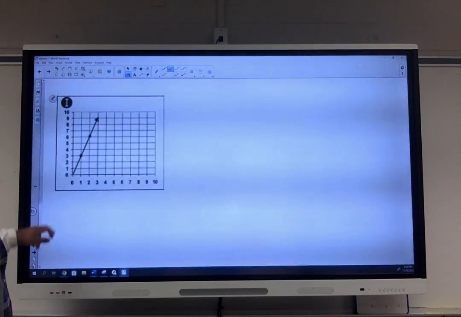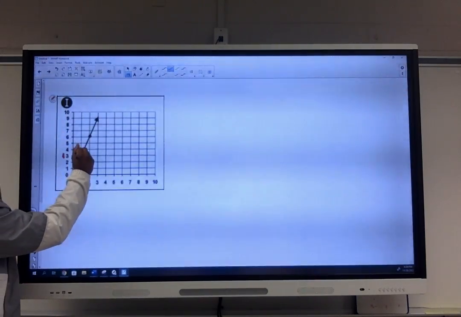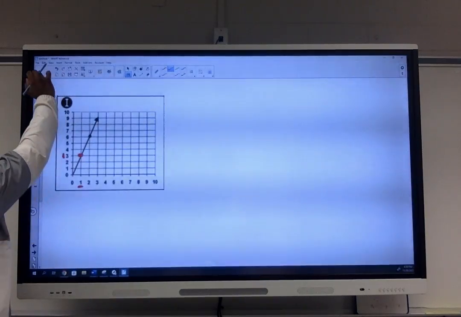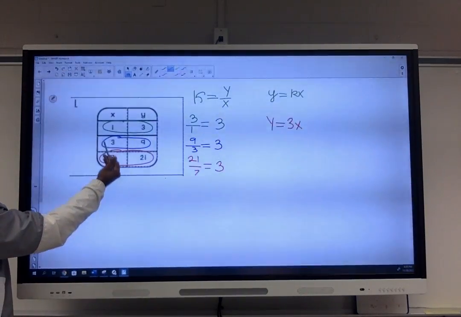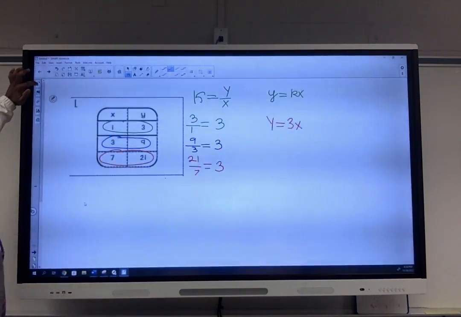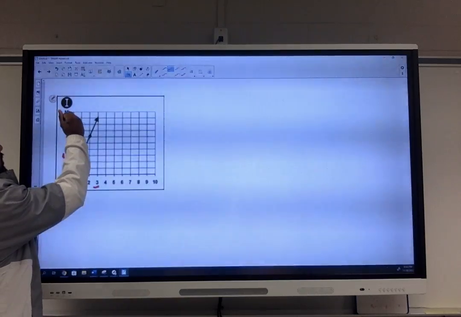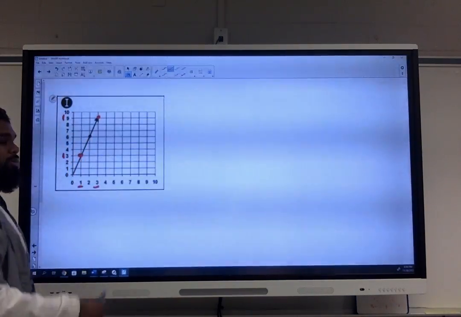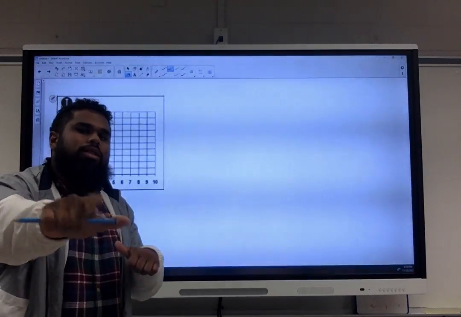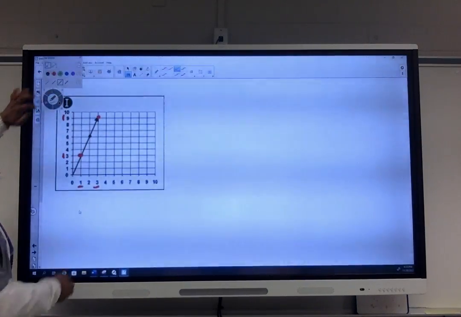All right, so 1, 3. Okay, yep, there's a point there. And let's go back to our table. The next point was at 3, 9. Is there a point at 3, 9? Let's double check. Looks like the line is going through 3, 9. So we found our table. Now, one thing I want to point out to you real quick. And I'm going to highlight this point in green.